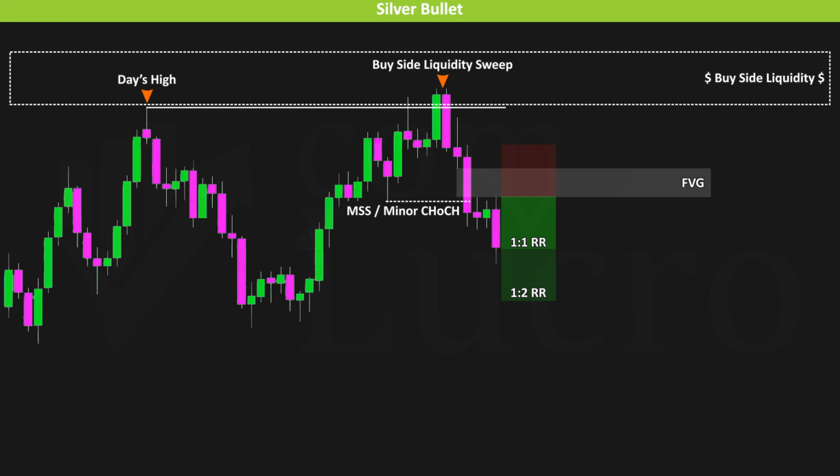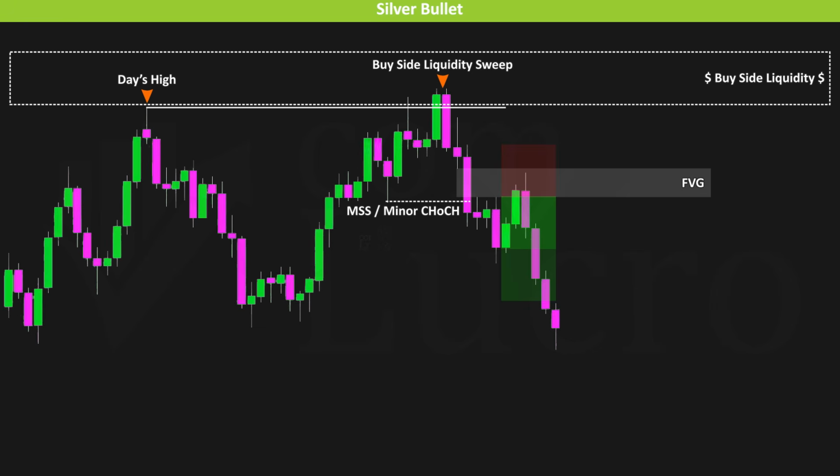Set a sell limit order at the beginning of the FVG zone and wait patiently for price to pull back into it. From there, price falls toward two targets. The first sits at 1-to-1, where you take partial profit and move your stop back to your entry price so the trade can no longer hurt you. The second sits at 1-to-2, where the rest of the position pays you for the patience.